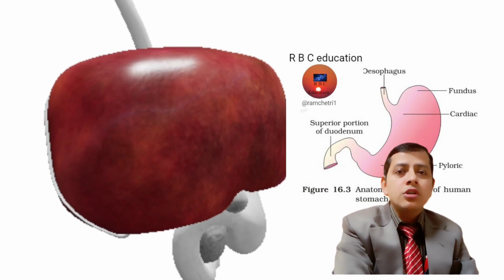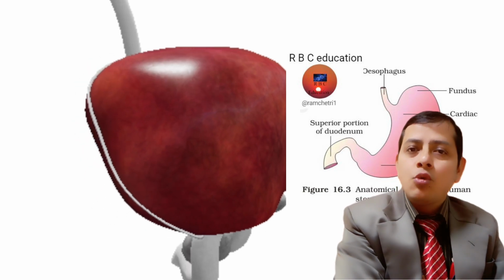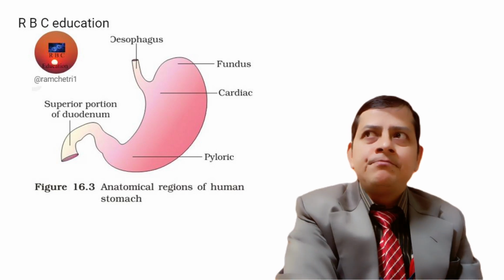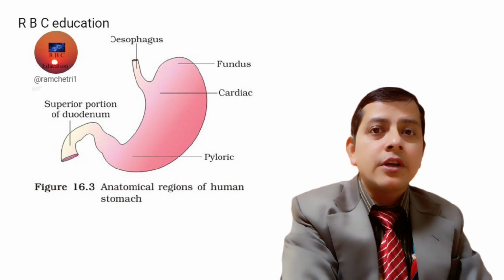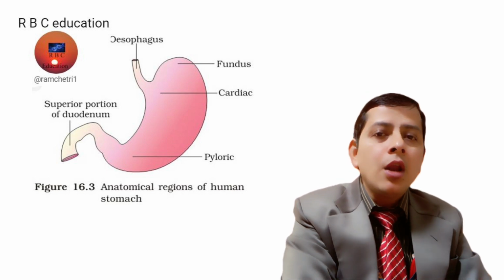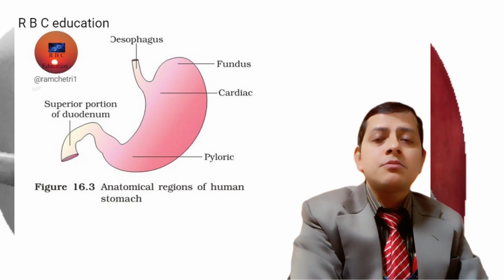The first portion of the small intestine is called the duodenum. It is a U-shaped or C-shaped tube, which is connected with a sphincter called the pyloric sphincter, because the stomach can be divided into different regions. The upper bulging portion is called the fundus, the middle one is called the main body or cardiac region, and the last portion is called the pyloric region.